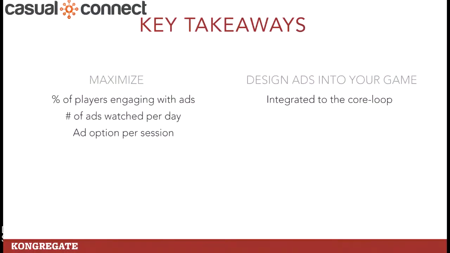You can do this by designing ads into your game. Again, integrate them into the core loop of the game. Make sure that you give meaningful rewards that will help players progress through the game. Surface them in places that make sense, that are easy to access, but they're not intrusive. And again, delightful fiction will tie all of this experience together, making ad watching a positive experience.